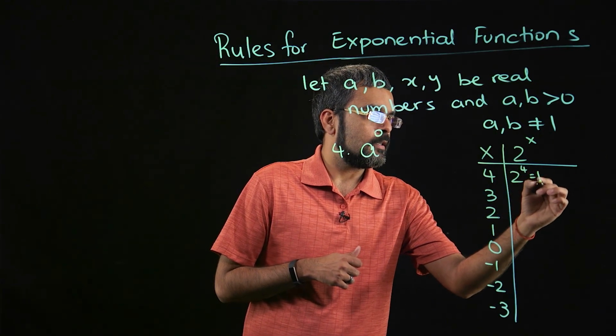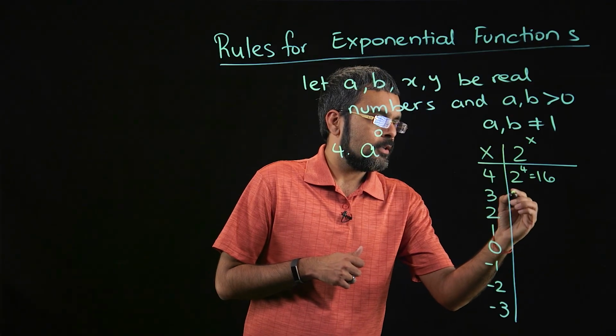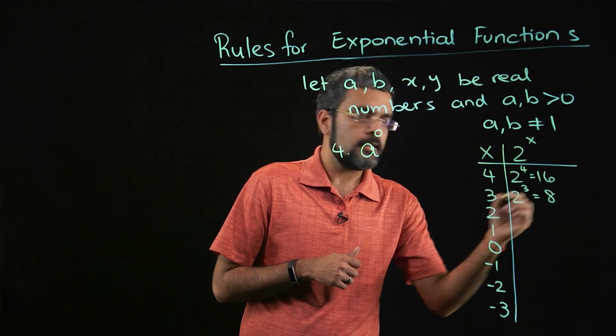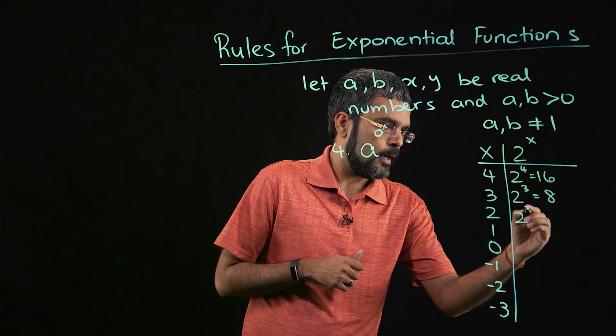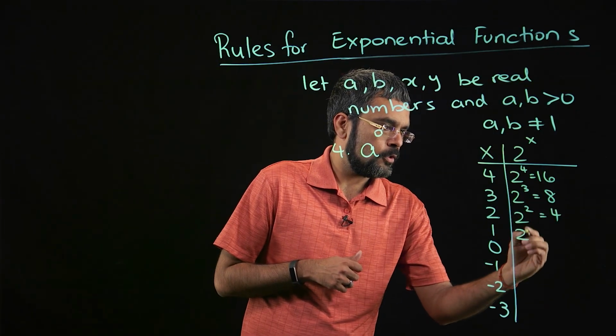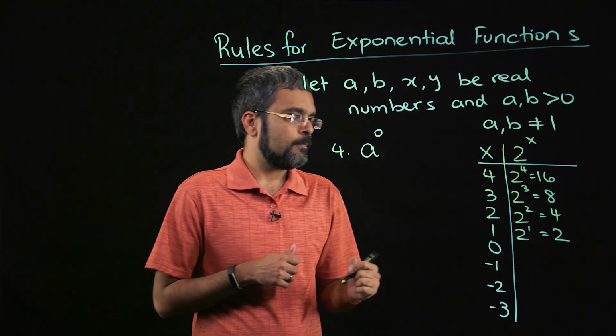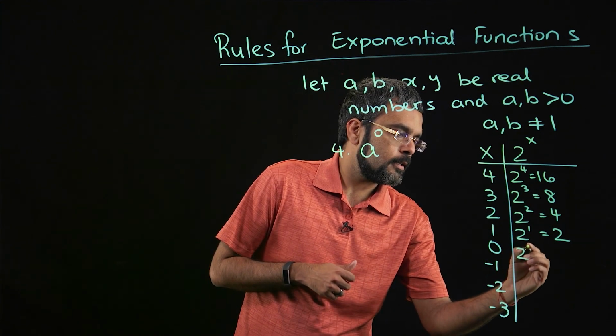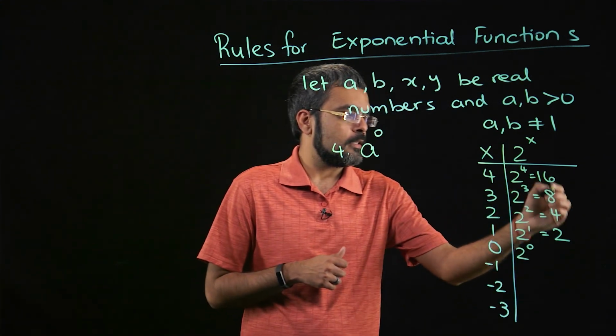2 to the 4 is 16. 2 to the third is 8. 2 squared is 4. 2 to the 1 is 2. So then what is 2 to the 0? What do we notice in these numbers, right?